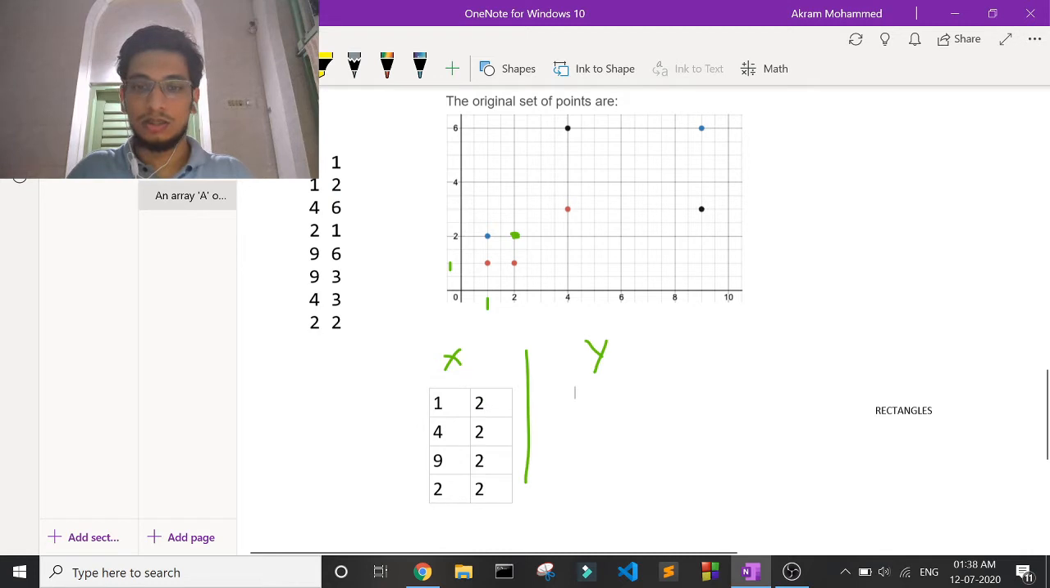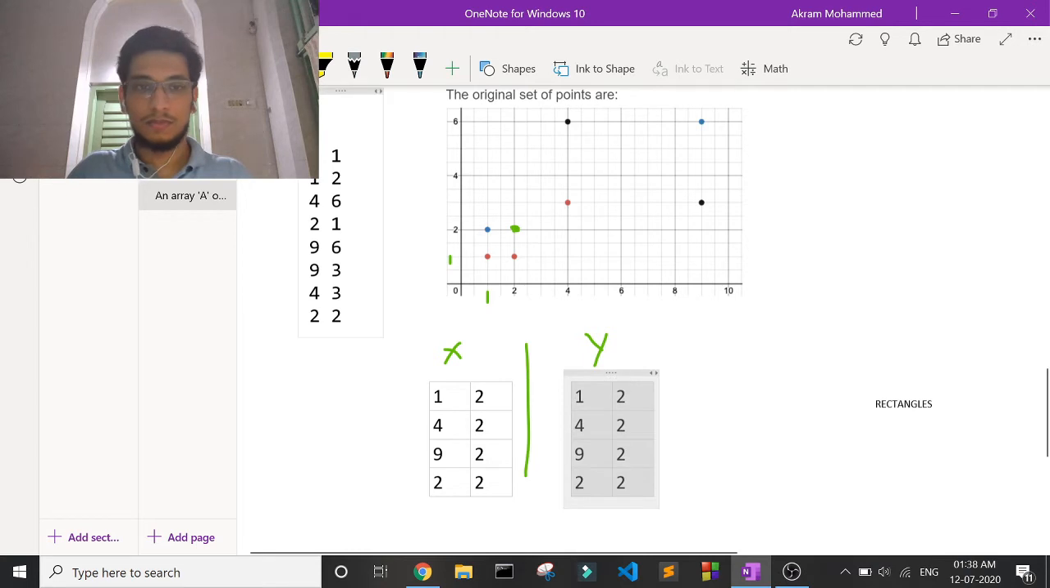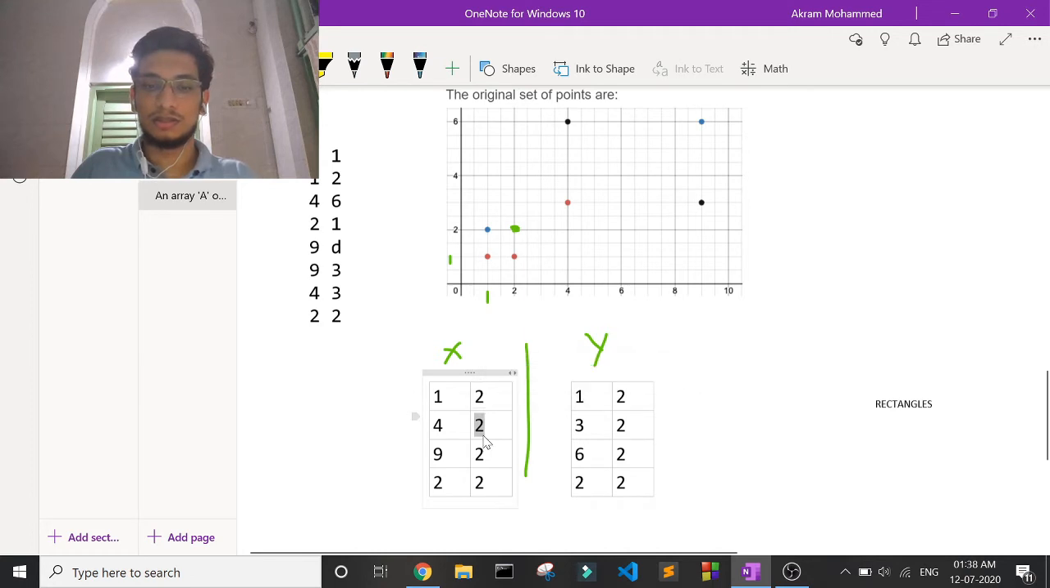Okay, now let's go to the y side. Now just looking at the y, how many 1s do we have on the y side? We have 2 1s. How many 2s do we have on the y side? We have 2 2s with us. Okay. How many 6s? We have 2 6s with us. And we have 3s. We have 2 3s, right? So just by looking at this, we can see that the number of occurrences of each of these x or y coordinates are even. They are all even.